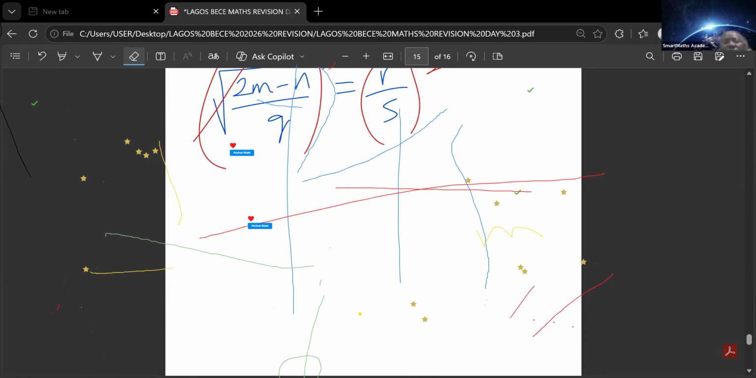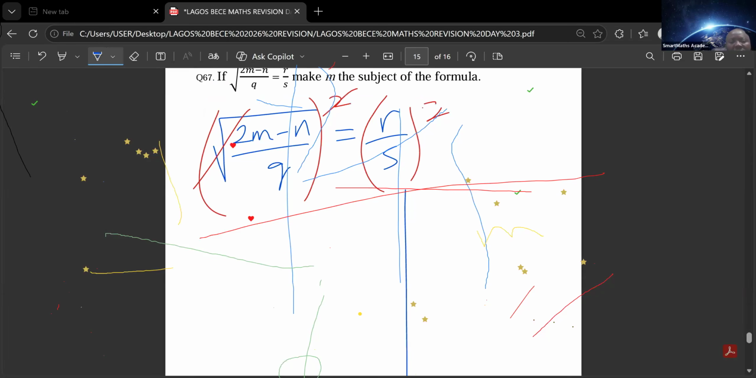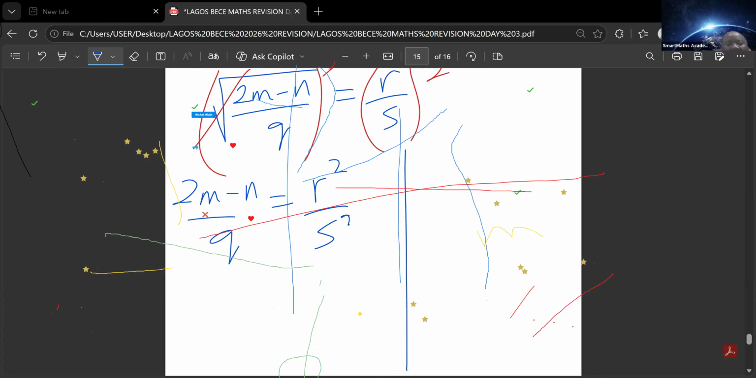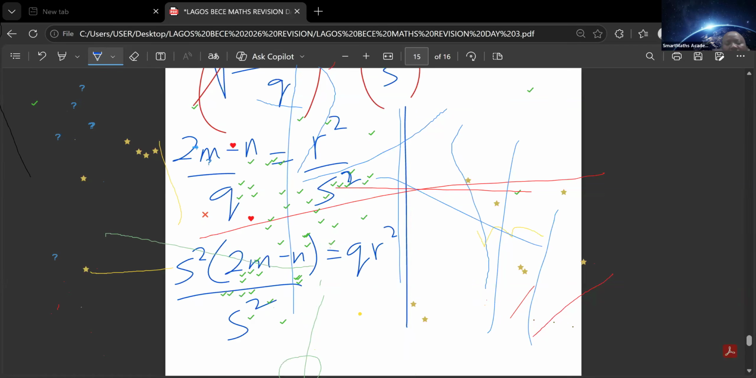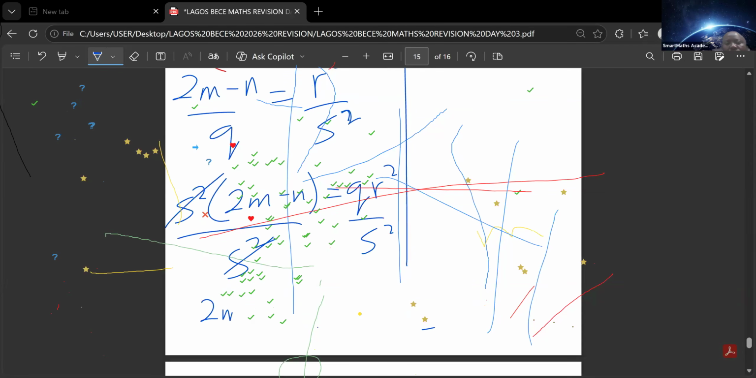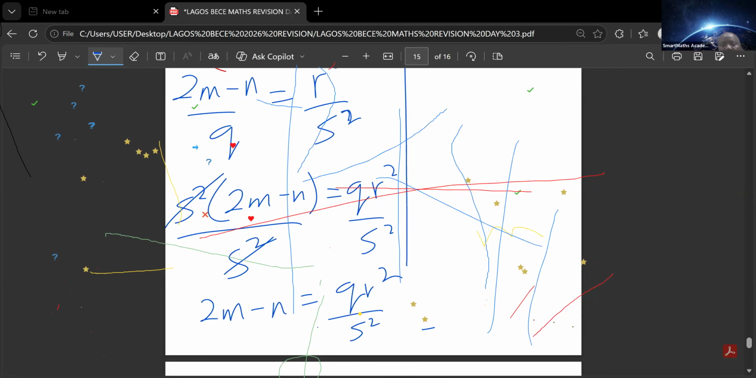Okay. So here, we now have 2m minus n over q equals to r squared over s squared. So we cross multiply. So that means we have s squared, open bracket, 2m minus n equals to qr squared. So we divide both sides by s squared. So this cancels this. We now have 2m minus n equals to qr squared over s squared. So good. So the next is to remove the n. The n will go to the other side.